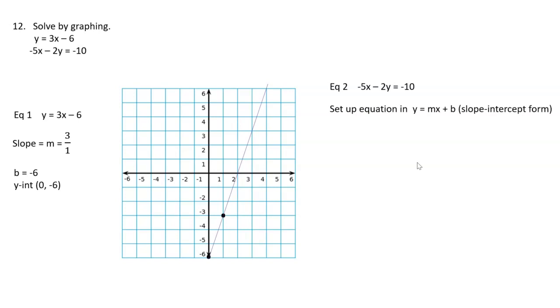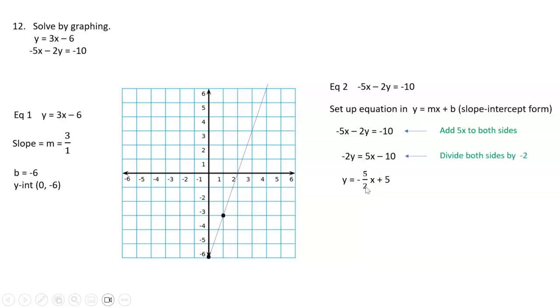Now for equation number 2, it's not in proper form, right? Because we want to rewrite it in y = mx + b form, which is slope-intercept form. So we're going to add 5x to both sides. So we get -2y = 5x - 10. Now we divide both sides by -2. So we get y = -5/2 x + 5.